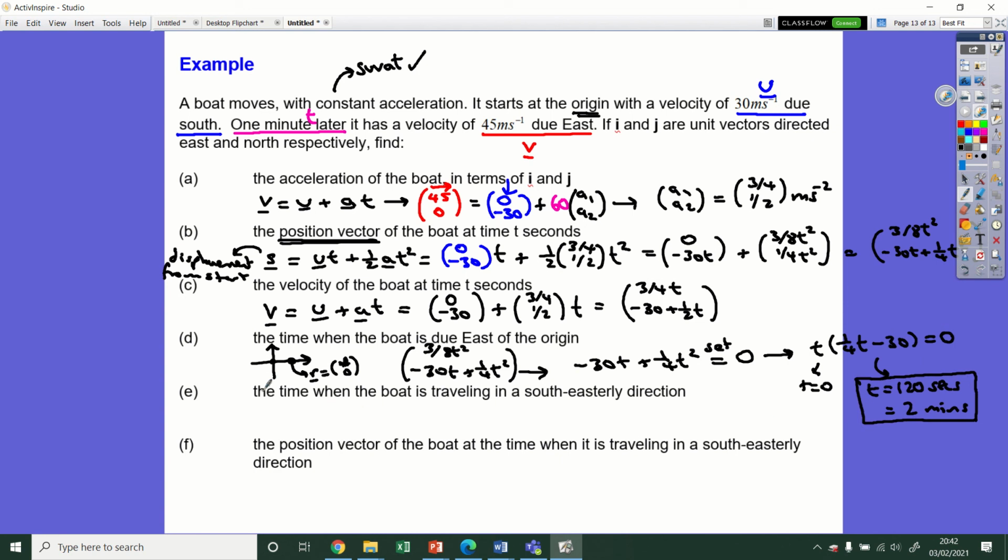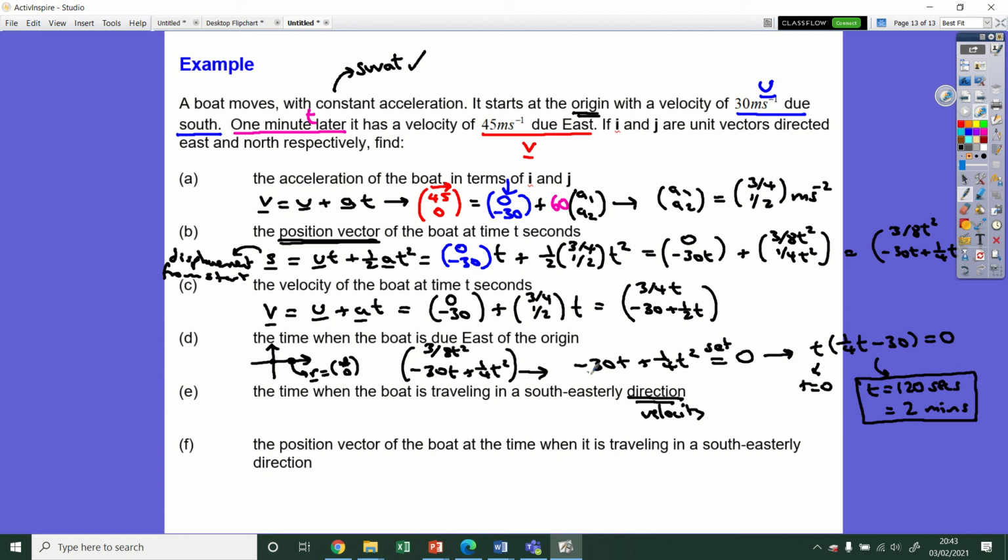Great. E, 2 more to go. The time when the boat is traveling in a southeasterly direction. Okay, so this is different to part D, because part D was talking about a position, whereas part E is talking about a velocity. So direction you should associate with your velocity vector.